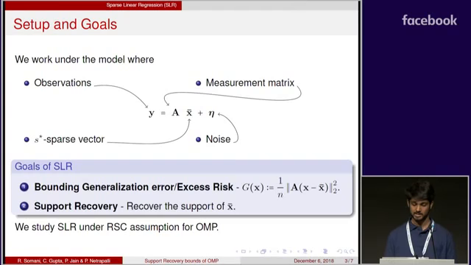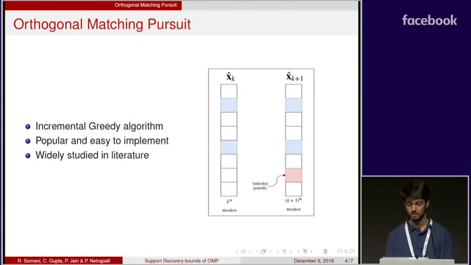We study sparse linear regression under the RSC assumption for an algorithm, orthogonal matching pursuit. Orthogonal matching pursuit is an incremental and greedy algorithm. It is very popular and easy to implement, and is also widely studied in the literature.